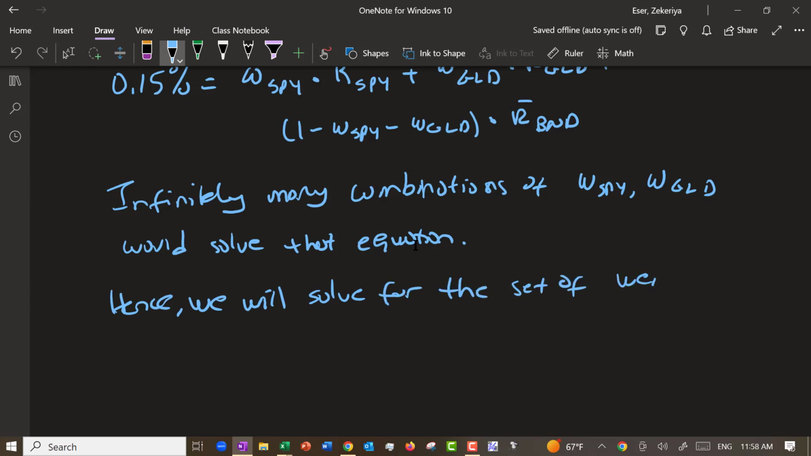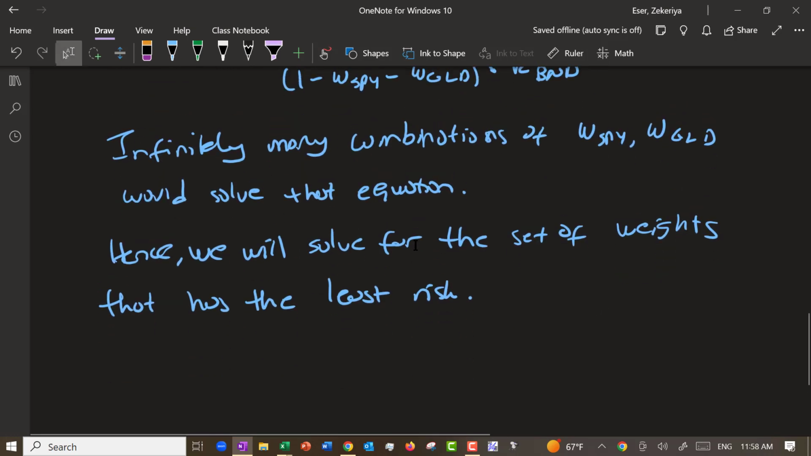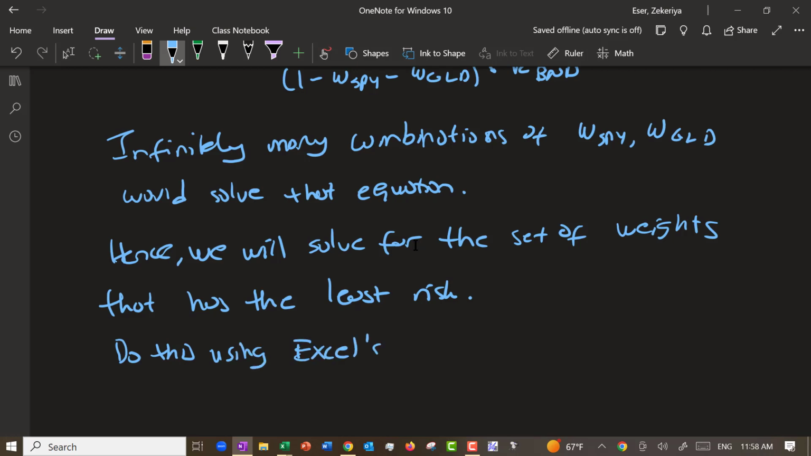Algebraically, this is not a complicated problem, but it requires me to use matrix algebra, which we're not going to do here. We will do this using Excel's Solver add-in. The Solver add-in doesn't come pre-installed with Excel. It should be, but it's not, unlike GoalSeek.